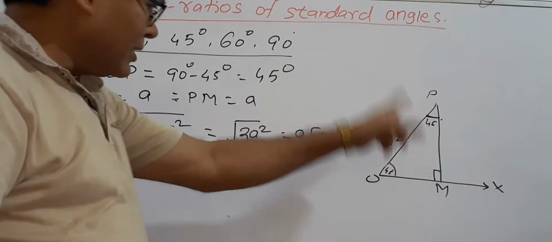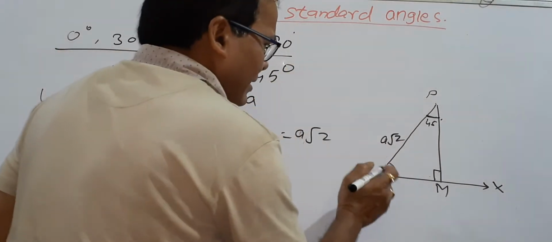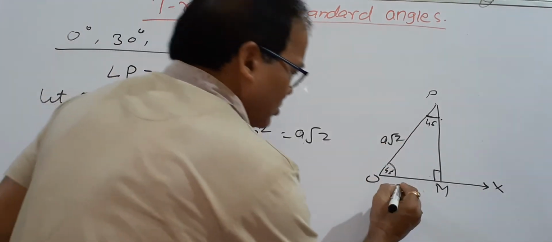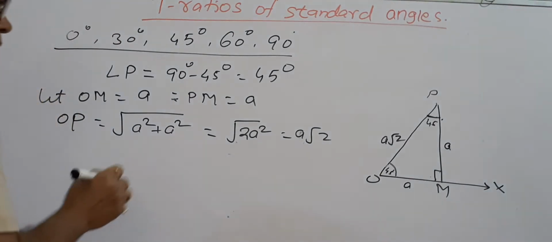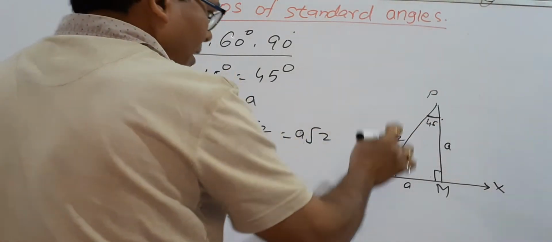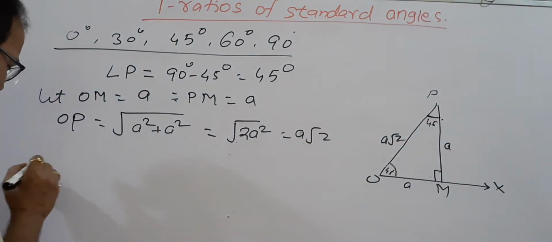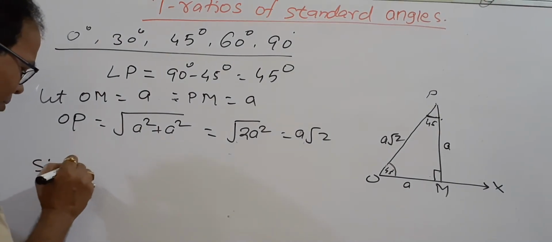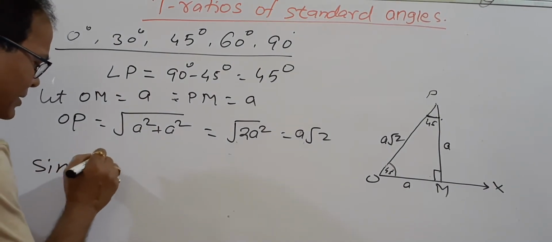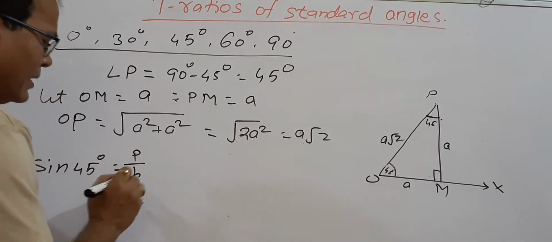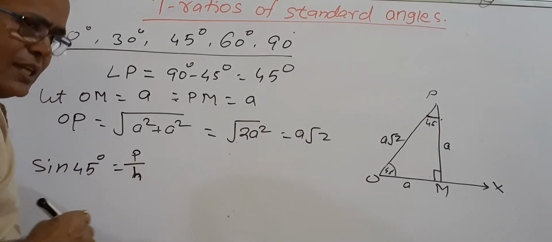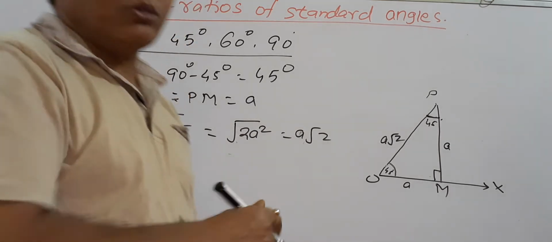After getting all three sides, A, A, and hypotenuse A root 2, for any angle, whether you take P or you take B, it is the same. So sine 45 degree is equal to P by H, as I told you in the previous lesson about the T ratios.